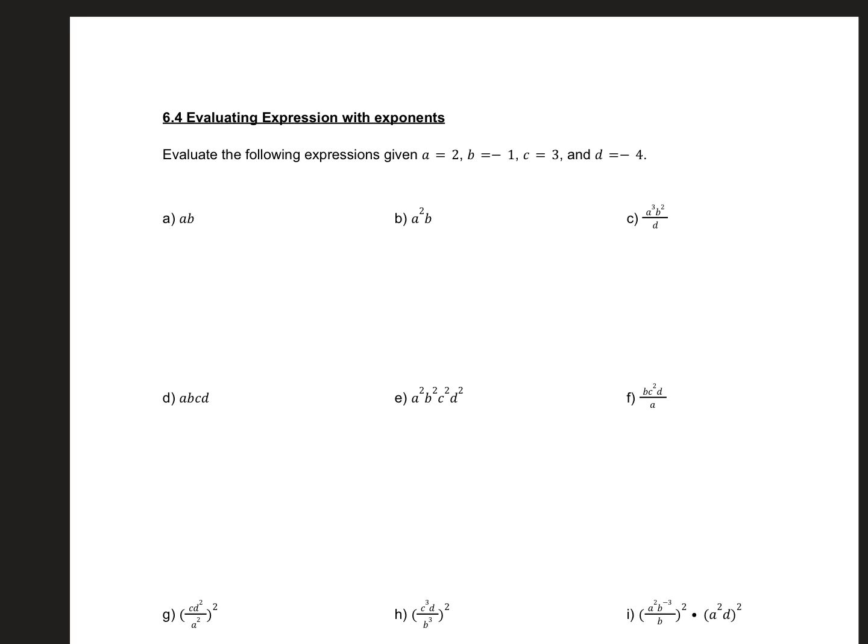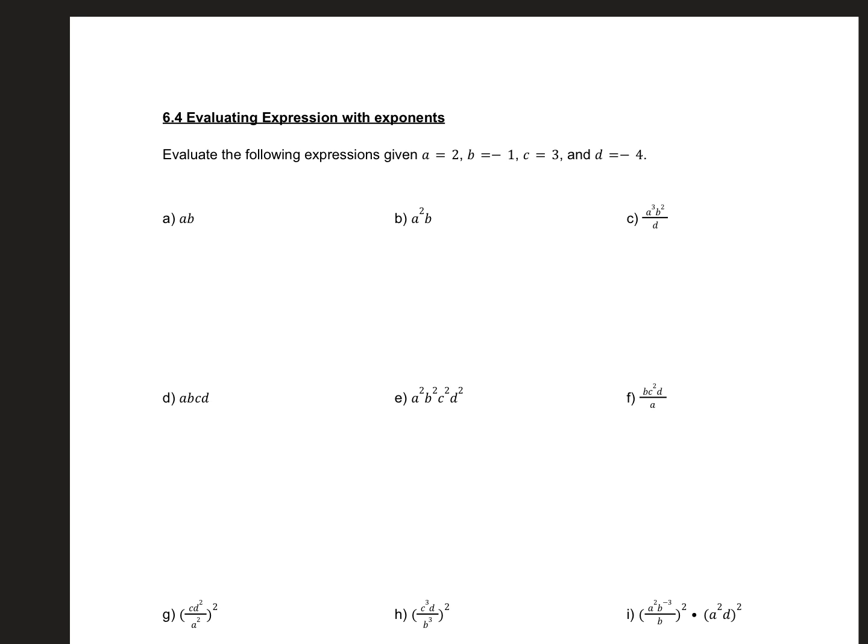All right, final section of chapter 6. We are evaluating expressions with exponents. So we're going to use all of the exponent rules that we have learned, and we're going to apply them to examples where we're given values for the variables, and we have to substitute those into these expressions.